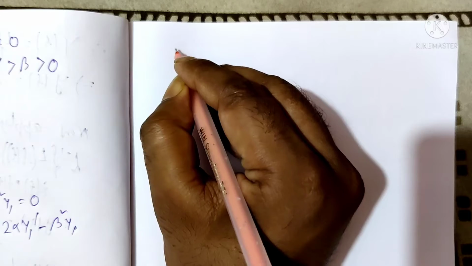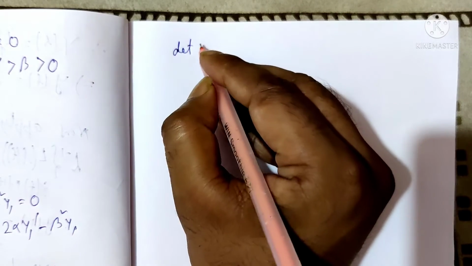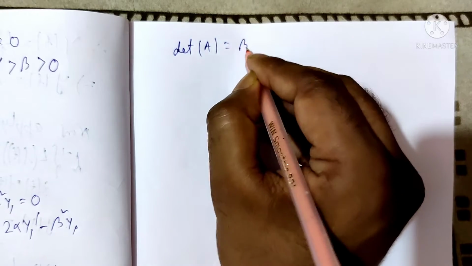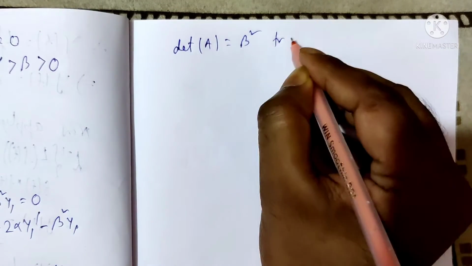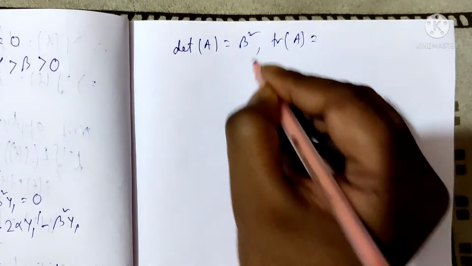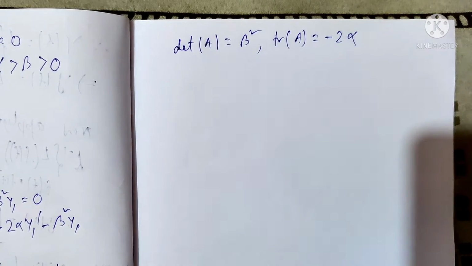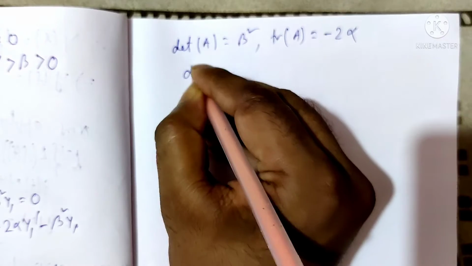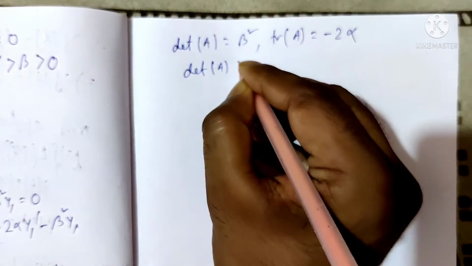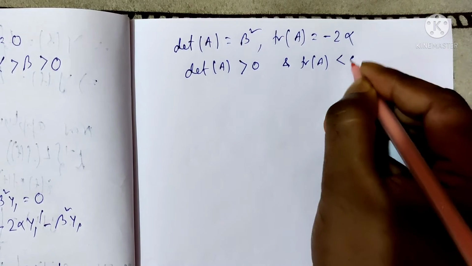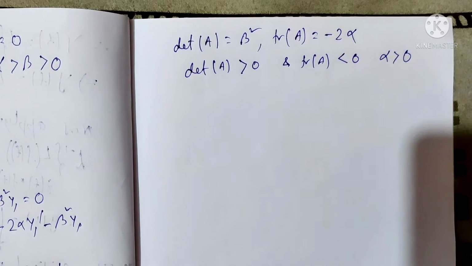Now the determinant of A equals β², and the trace of A equals minus 2α. Here the determinant of A is greater than 0 and the trace of A is less than 0, as α is greater than 0.